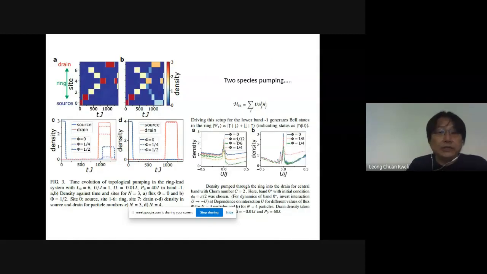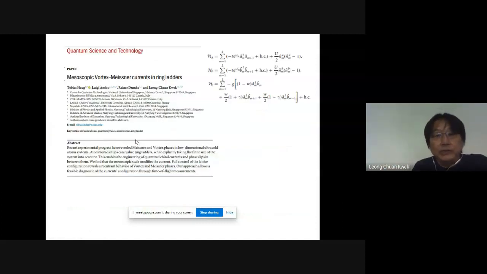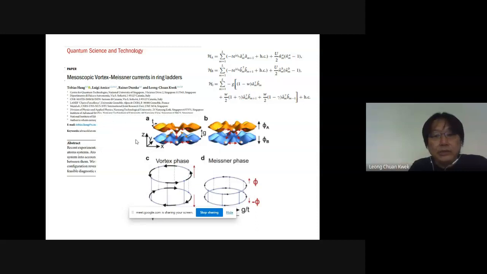You can also consider two species operating in this configuration. And then you can consider ring ladders. In ring ladders, you find that you duplicate what's called the vortex Meissner current. So this is allowing the two rings, top and bottom, and then you twist it by a particular angle.